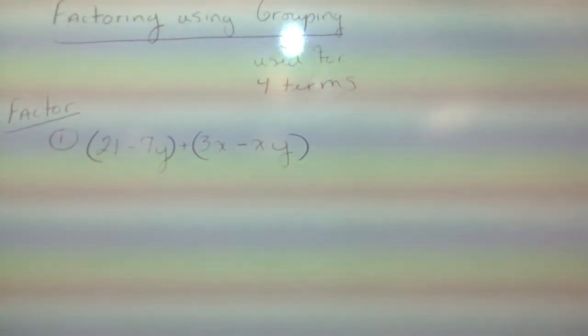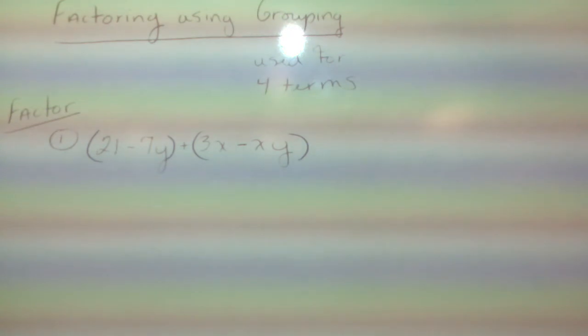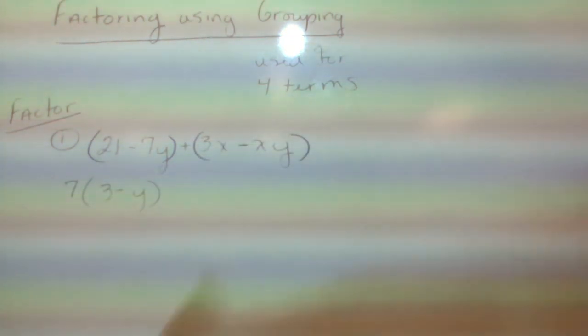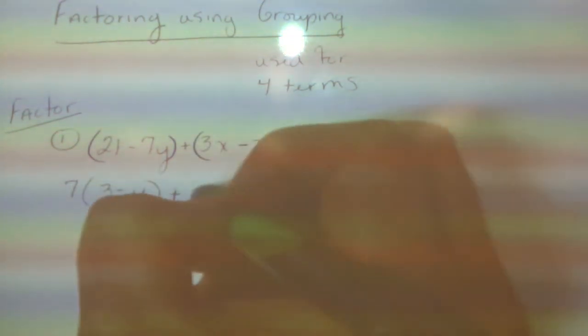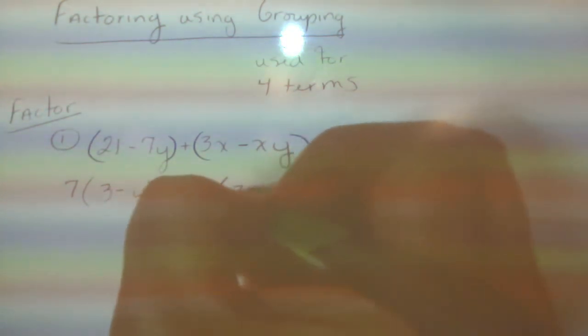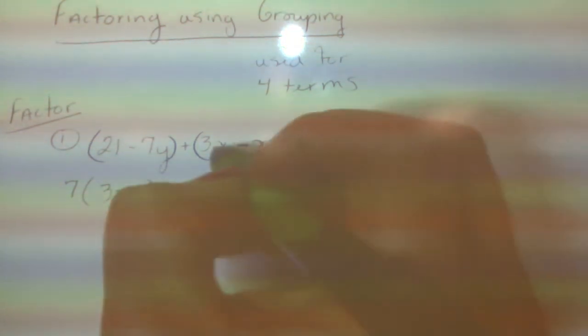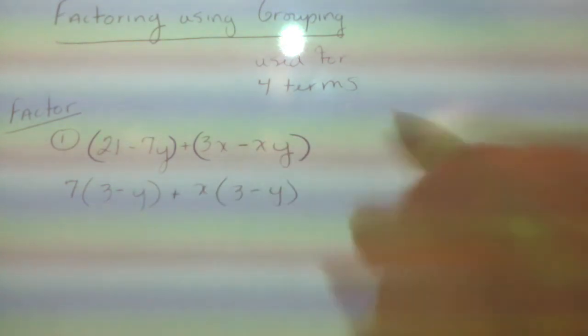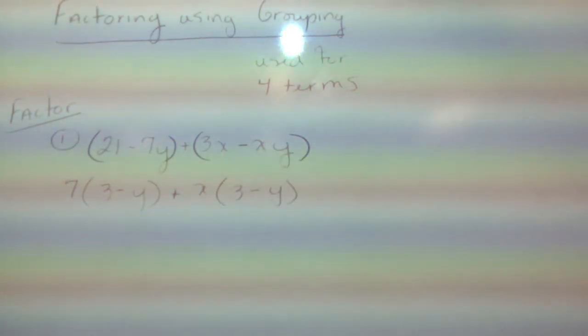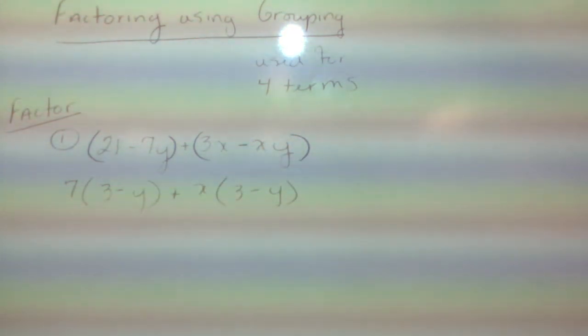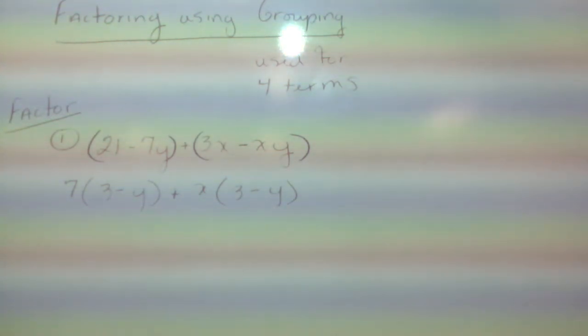All right, so what we're going to do is now use GCF for the first parentheses and the second parentheses. If we take a look at the first parentheses, the GCF is 7. 21 divided by 7 is 3. 7 divided by 7 is 1. That cancels. I'm left with y. Now I'm going to take the GCF out of the second parentheses, which is x. 3x divided by x, the x's cancel. I'm left with 3. The x's cancel. I'm left with y.